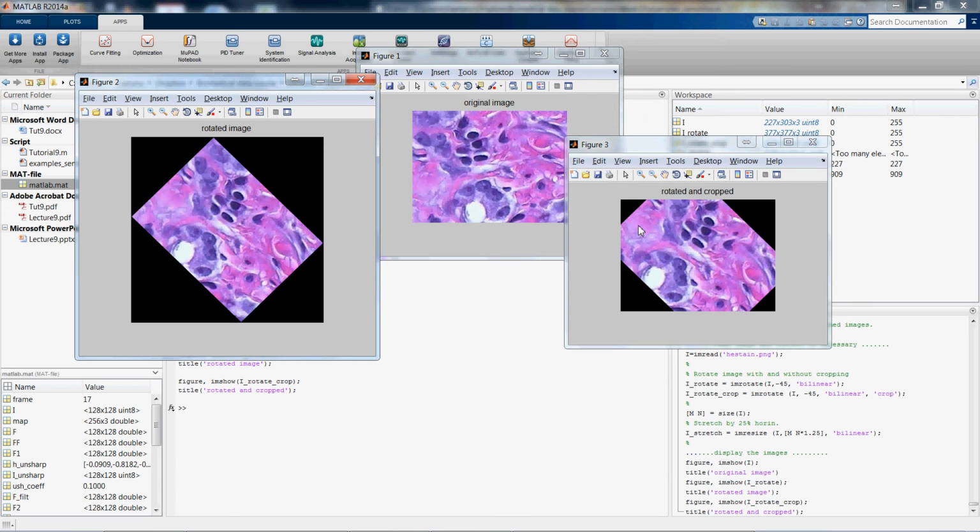So these two images have exactly the same size. However, they don't have the same informative content. So these two images over here don't have the same size, but they preserve the informative content. Same size, but loss of information. Sometimes you have to do one of the two.